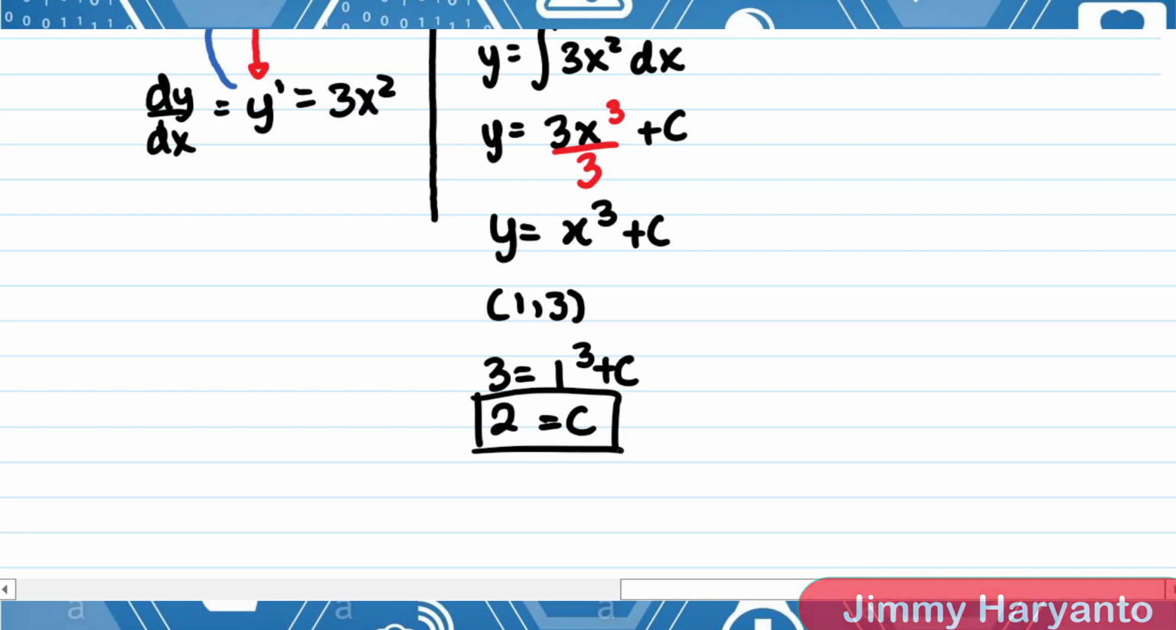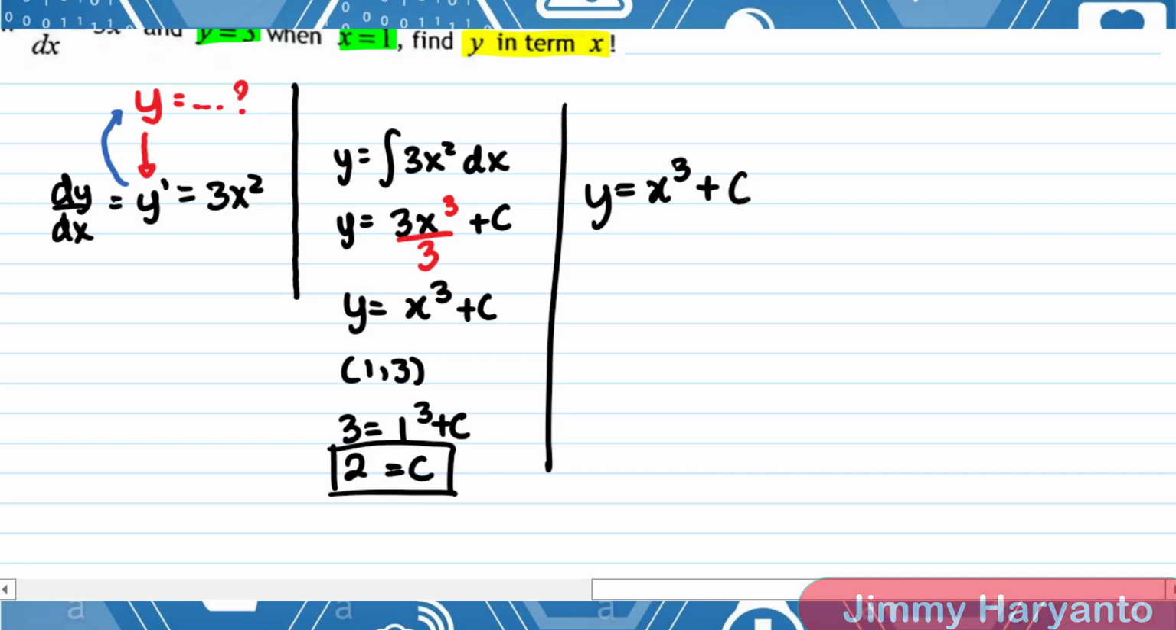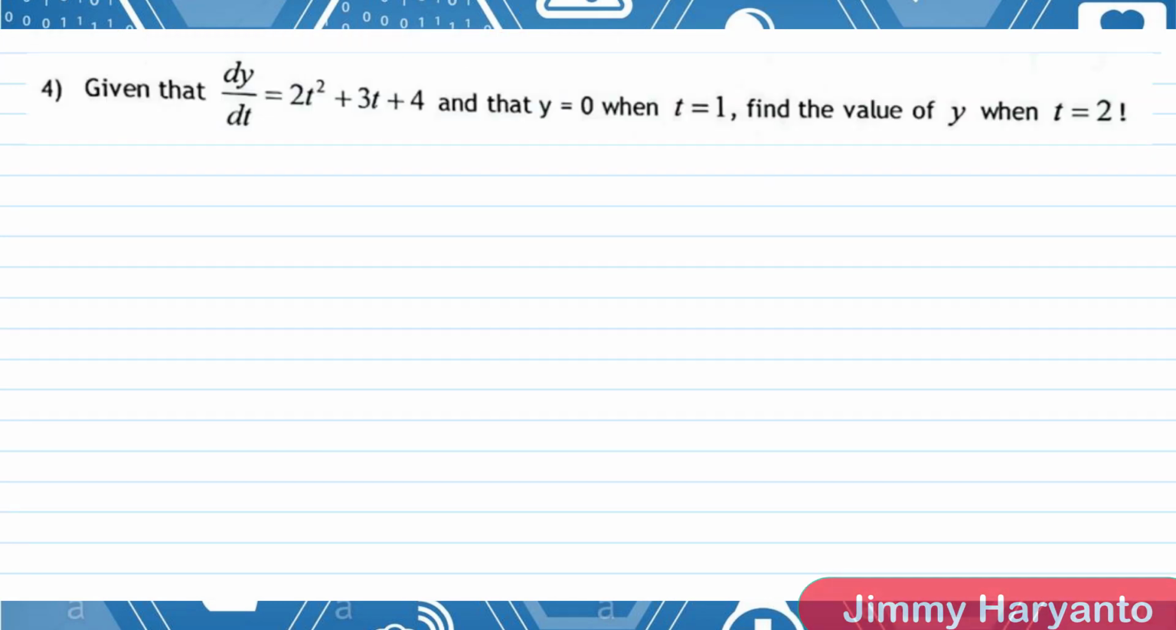Okay, after you have the c, you can rewrite your function in complete form. You'll have x to the power of 3 plus c. You can substitute the c using the value that you already got. So the final answer for the function is x to the power of 3 plus 2. Okay, next is number 4.